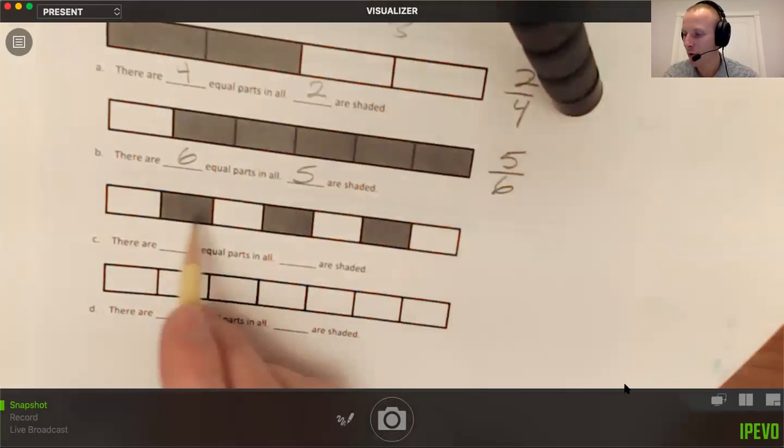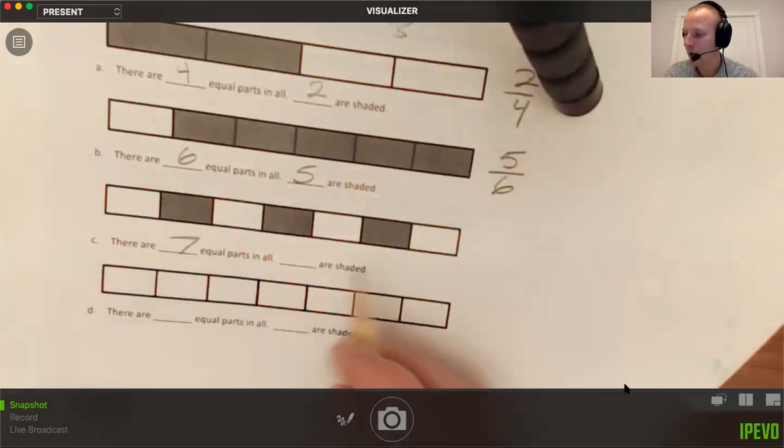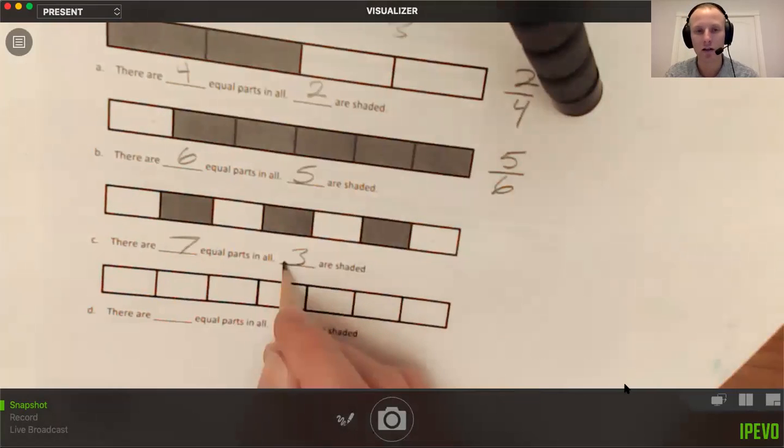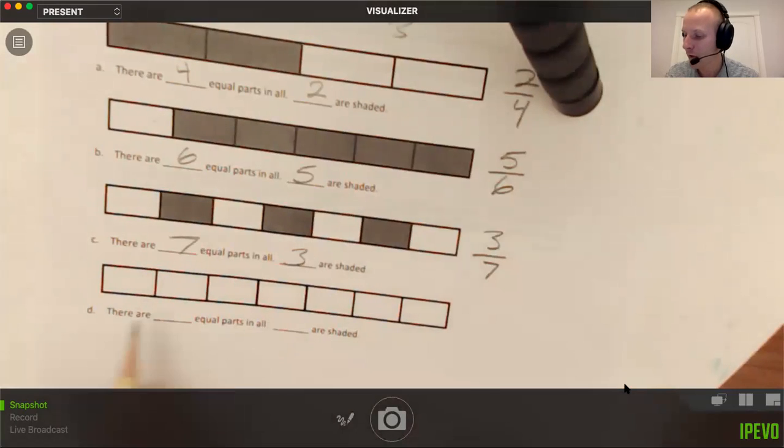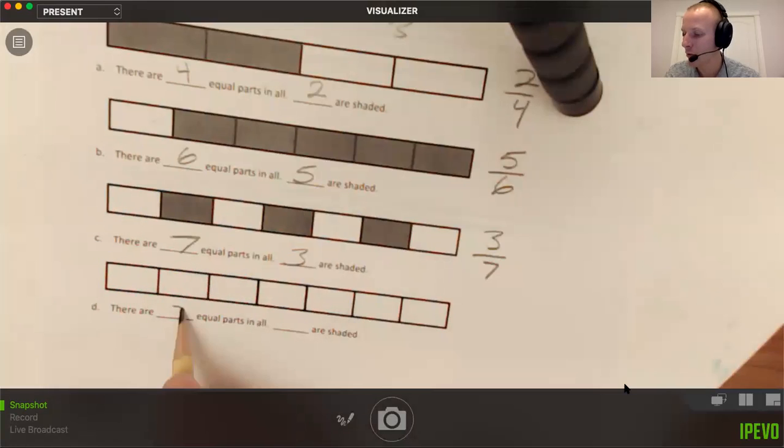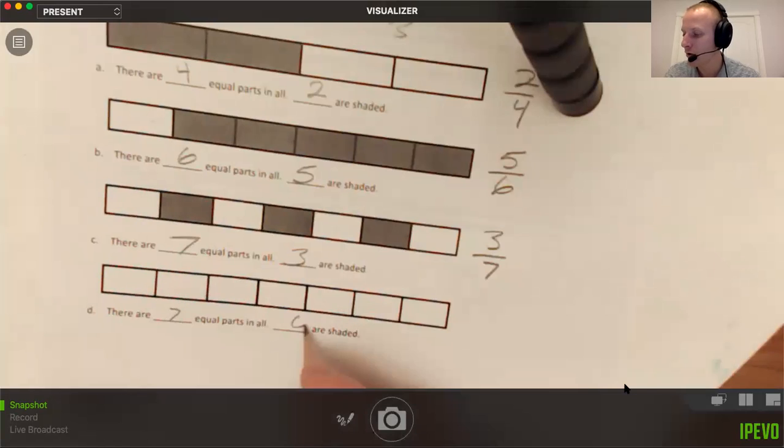1, 2, 3, 4, 5, 6, 7. There are now 7 equal parts, and 3 of those are shaded. So 3 out of 7 are shaded. 3/7 are shaded. And then the last one, there are 1, 2, 3, 4, 5, 6, 7, 7 equal parts again, and 0 are shaded. So 0 out of 7 are shaded.